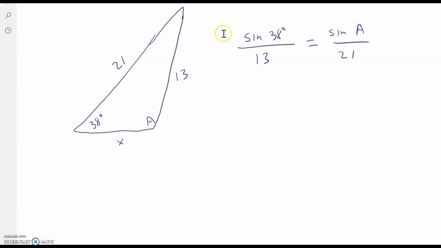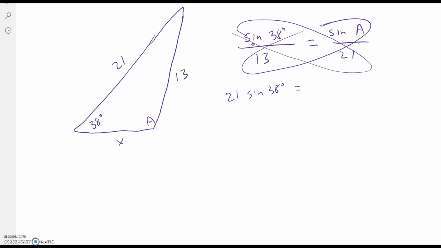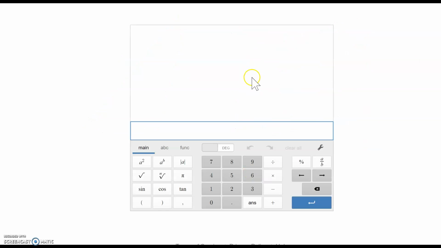You can cross multiply here. So 21 times sine 38 equals 13 times sine of A, and then divide by 13, and just do this all at once on your calculator. Angle A, whatever it is, when you take sine of it, will give you this. I'll just use this calculator right here. This is the Desmos calculator.